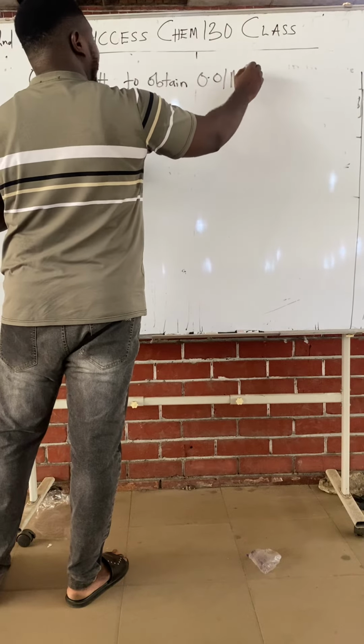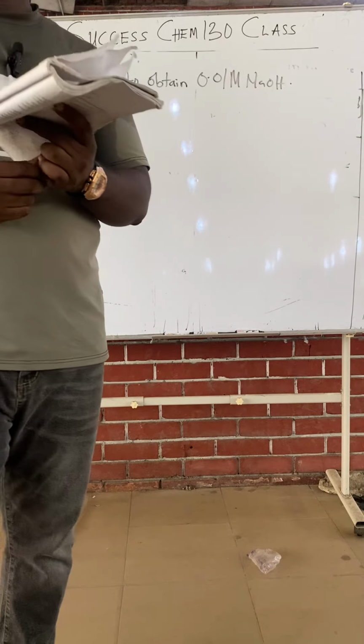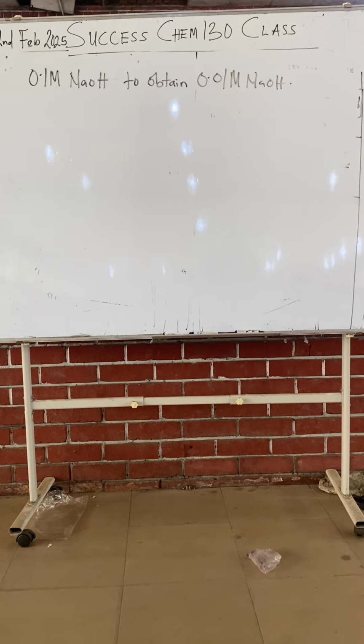To obtain 0.01 M NaOH. Calculate the volume of water needed to dilute 200 ml of 0.1 M NaOH to obtain 0.01 M NaOH. So what water was needed to dilute? When you hear dilute, what should come to your mind? Dilution formula.